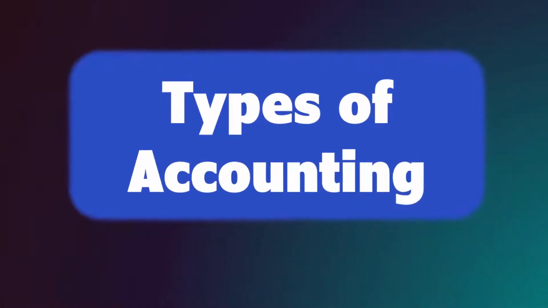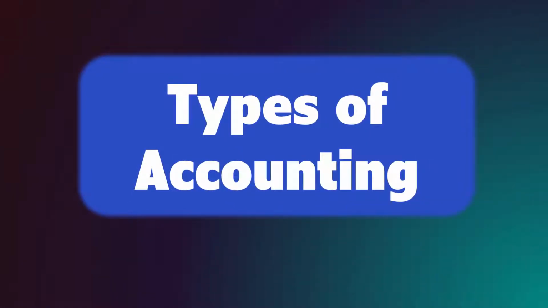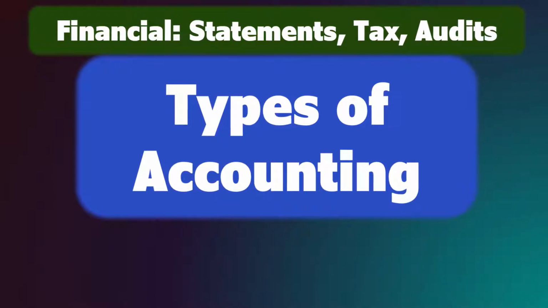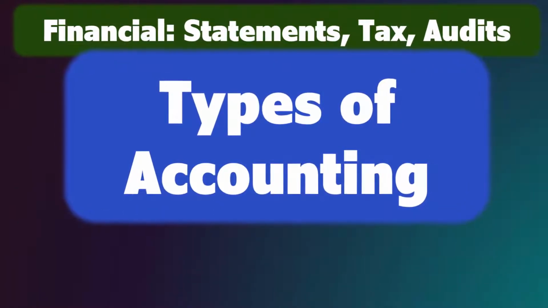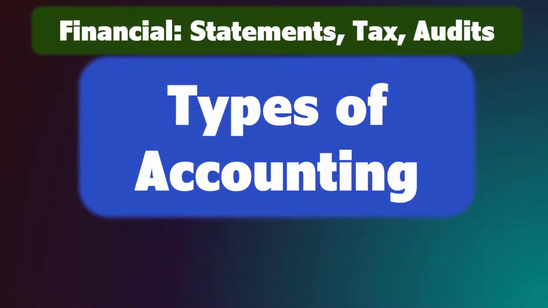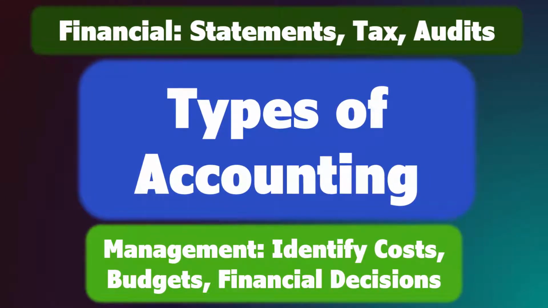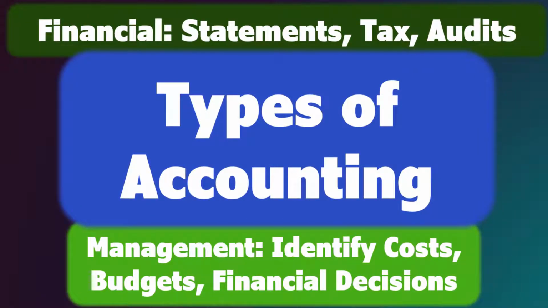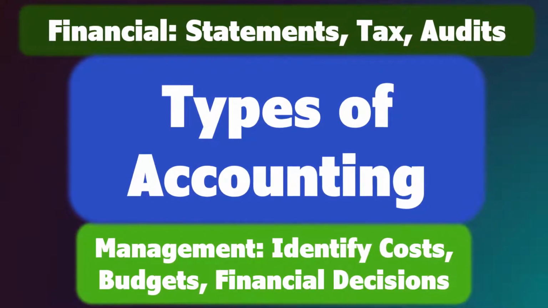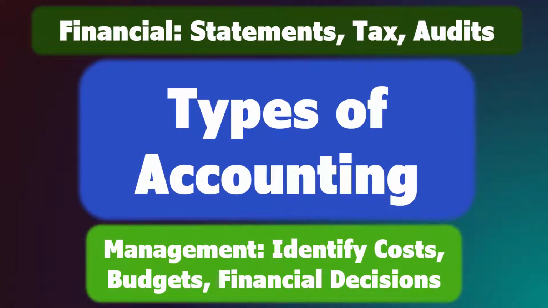First, there are two types of accounting. A financial accountant prepares financial statements, performs tax calculations, and audits companies. On the other hand, a management accountant identifies the cost of a product or a service, prepares budgets, and makes financial choice decisions. Now, let's define some basic terms.